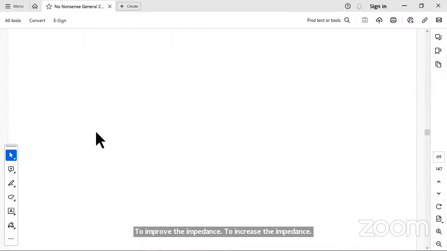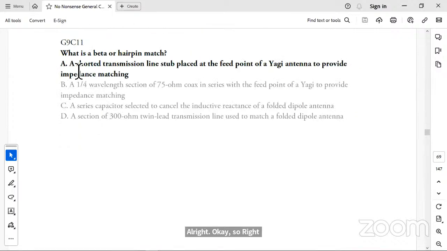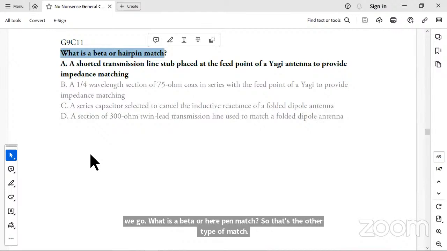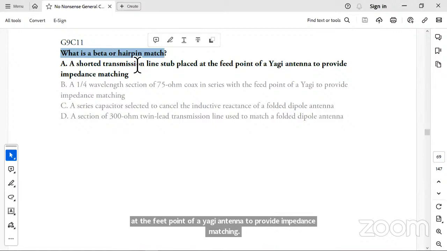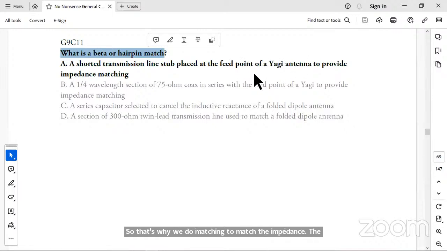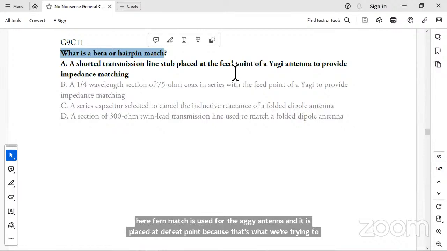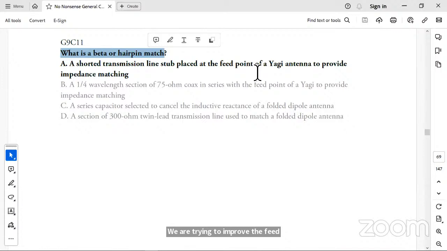Okie dokie. So, right, here we go. What is a beta or hairpin match? So that's the other type of match that we showed, which uses a piece of coaxial cable. So it's a shorted transmission line stub that's placed at the feed point of a Yagi antenna to provide impedance matching, right? So that's why we do matching, to match the impedance. The hairpin match is used for the Yagi antenna, and it is placed at the feed point because that's what we're trying to do. We are trying to improve the feed point impedance to that of the transmission line and radio, which is 50 ohms.